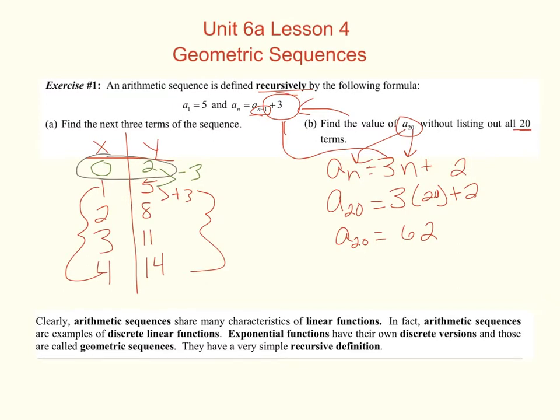Clearly, arithmetic sequences share many characteristics of linear functions. In fact, arithmetic sequences are examples of discrete linear functions. Exponential functions have their own discrete versions, and those are called geometric sequences. They have a very simple recursive definition. The recursive definition is very nice and easy for the geometric sequence.